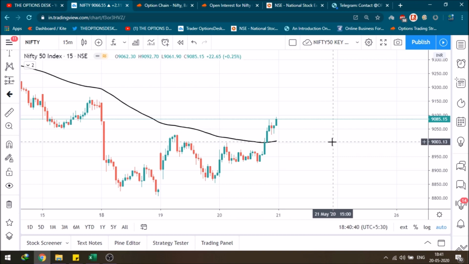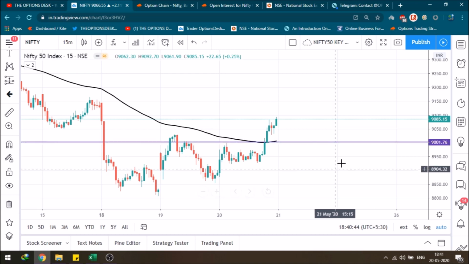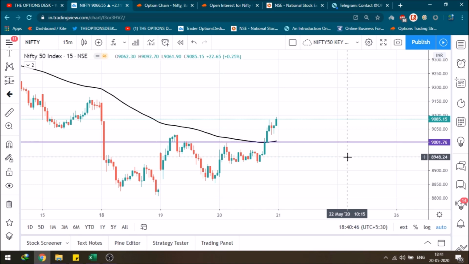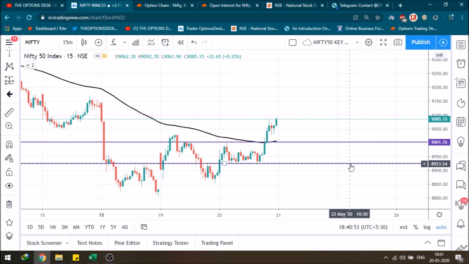I will also tell, on the basis of the option chain, why this is a very good support. So let me mark the support. The 9,000 level will act as very good support. On the other hand, if the Nifty breaks this support, a very important support stays at 8925. It was also the major support for the past 2 days.